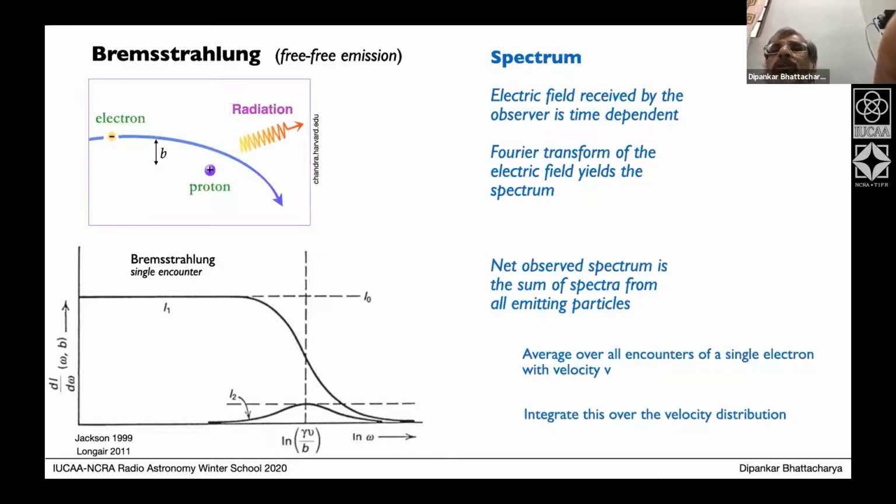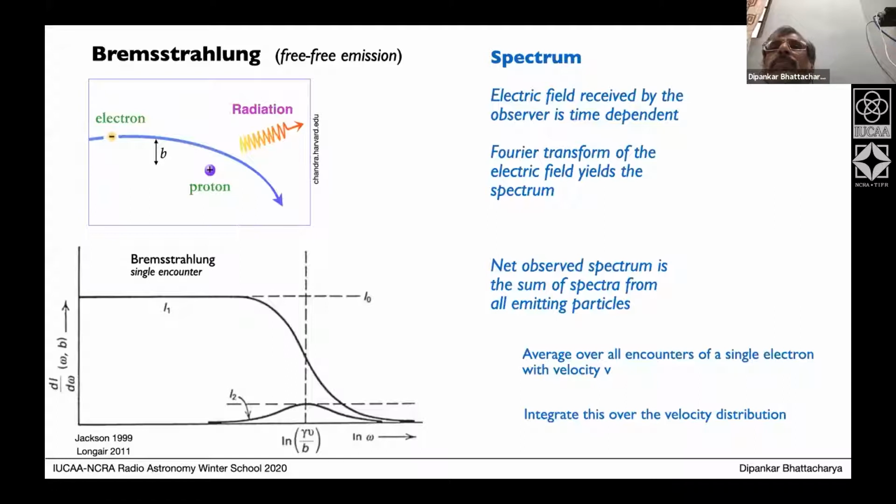So this is in a single encounter. Now, the electron has the probability of encountering a charged particle with many different values of b. And because of that possibility, the emission from a single electron itself can come at different frequencies. So it's a whole range of frequencies, which is governed by the allowable values of b. So we can then look at the probability of this encounter as a function of b, and then average the spectrum.